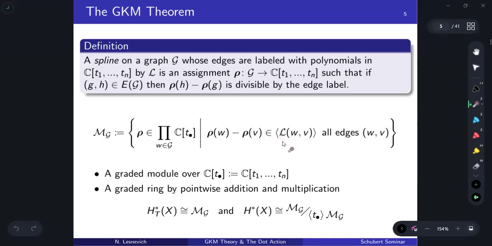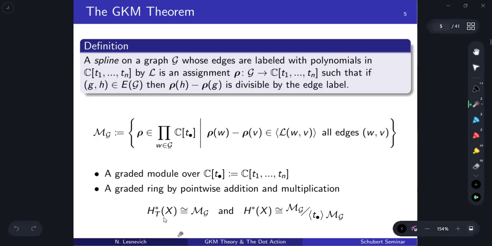And if we collect all of the possible splines on our labeled graph together into this set, I'll call it MG, right? That set is going to form a graded module over the polynomial ring in the most natural way possible. You multiply polynomials everywhere you see, as well as a graded ring by pointwise addition and pointwise multiplication. And the grading is also what I would think is the natural grading on this. If you see polynomials of homogeneous degree k, that's living in the degree k piece of this.